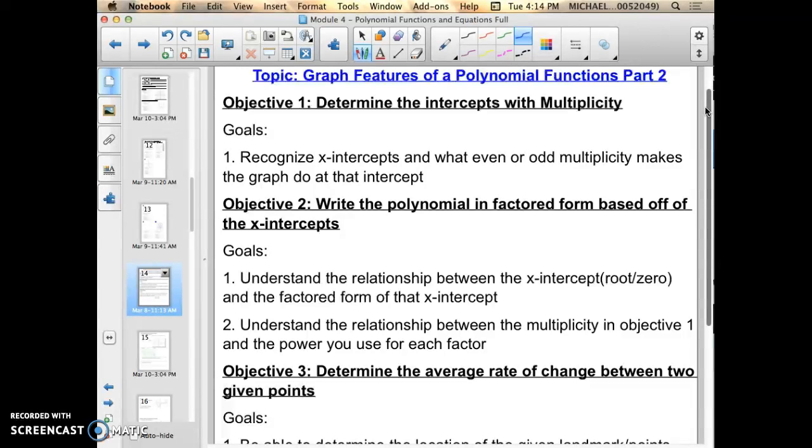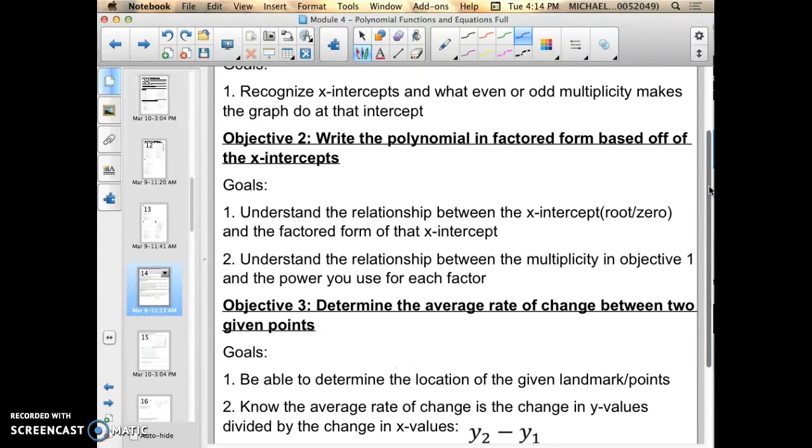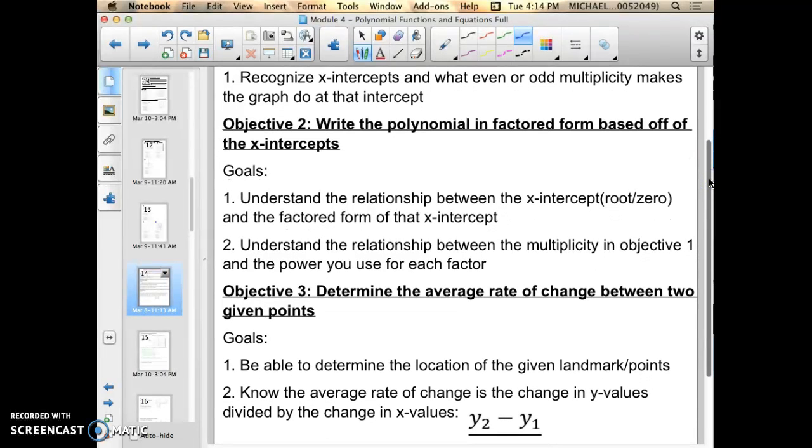And so the goals when working with this is to recognize x-intercepts and what even or odd multiplicity makes the graph do at that intercept or root or solution. And objective 2 is then from the multiplicity or the intercepts you find with multiplicity, you should then be able to write the polynomial in factored form based off of the x-intercepts. So goals to consider when working with that: understand the relationship between the x-intercept, root, 0, solution, all the same thing, and the factored form of that x-intercept. And then understand the relationship between the multiplicity in objective 1 that you find and then the power you use for each factor.